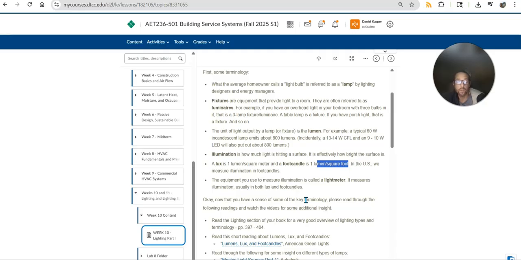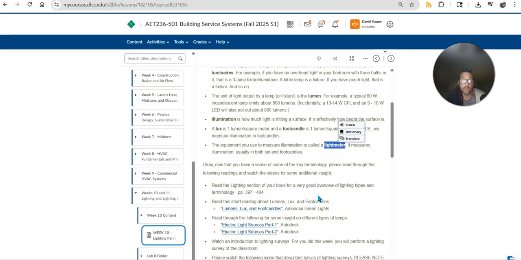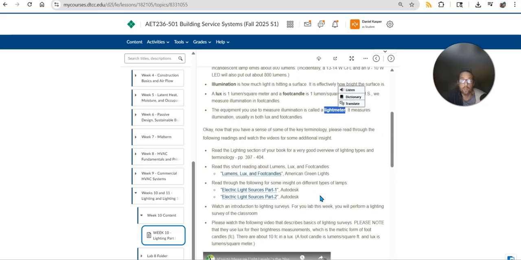But foot candle is something you use a lot in lighting design, and we'll go over them this week. And then, as I said, you use a light meter. That's this piece of equipment that will measure brightness. Okay, so that's a little bit of an overview.